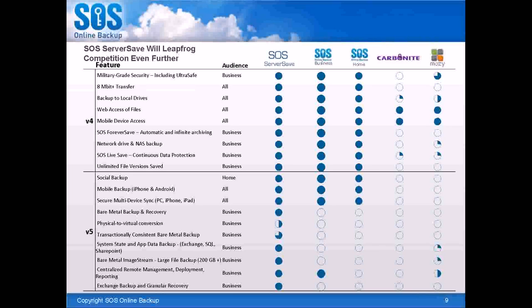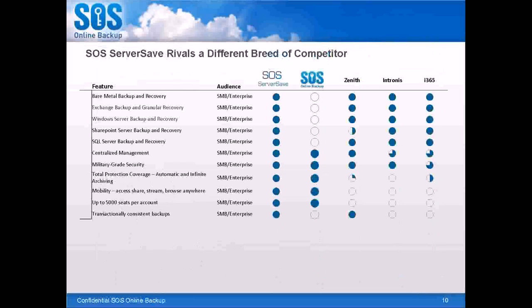When we talk about our V5 technology and adding the mobile backup, social backup, and the image-based backup, we're now really playing in a different field. We're not in the same sandbox as Carbonite and Mozy. We're competing in a new space. The new space includes names like Zenith, Intronis, i365, Acronis, CrashPlan, same thing. Yeah, we've been compared against them. There are a lot of players in file and folder backup now.